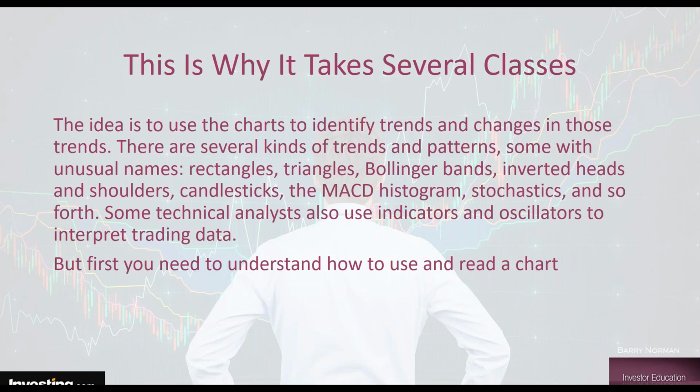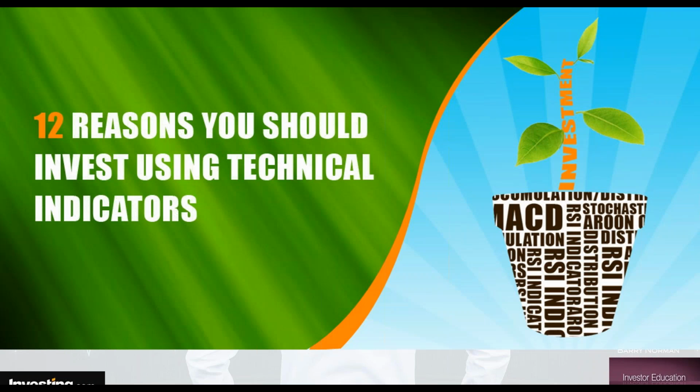There are several kinds of trends and patterns, with all kinds of unusual names like rectangles, triangles, Bollinger Bands, inverted heads and shoulders, candlesticks, MACD, stochastics, and so on. Some technical analysis also uses indicators and oscillators to interpret trading data. But first, you need to understand how to use and read a chart.